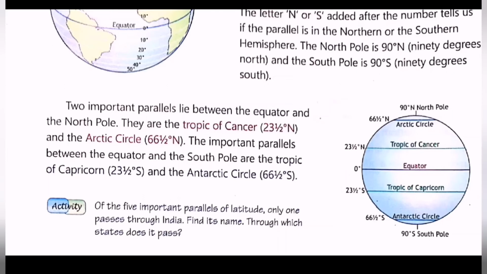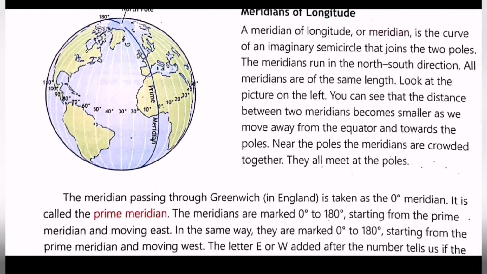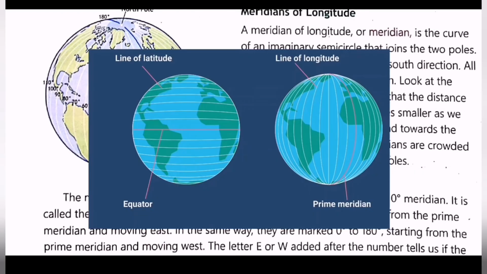Now we will start meridians of longitude. Longitude lines are also known as meridians. You can see the lines of longitude on the screen. A meridian is an imaginary semicircle that joins the two poles. These lines join the North Pole and South Pole, and they are imaginary and semicircular. The meridians run in the north-south direction.